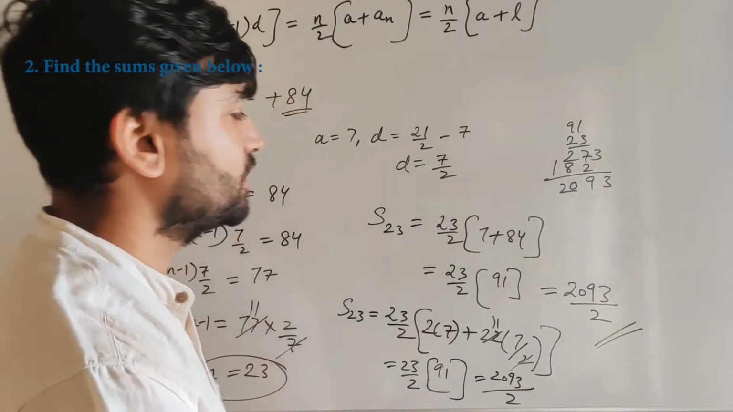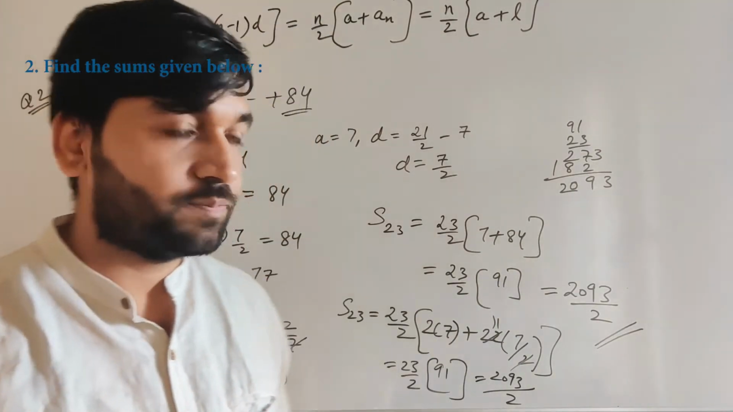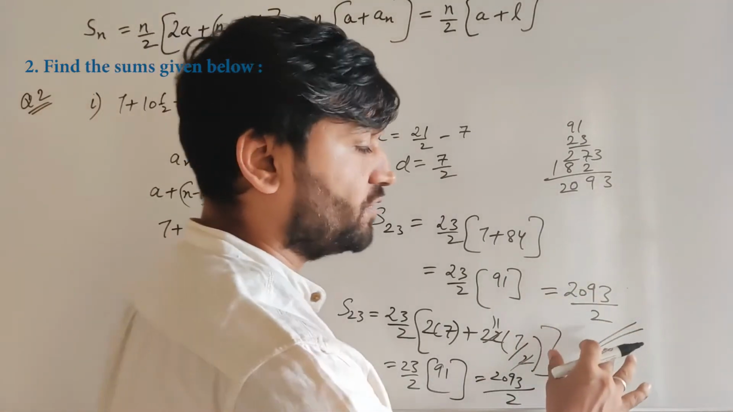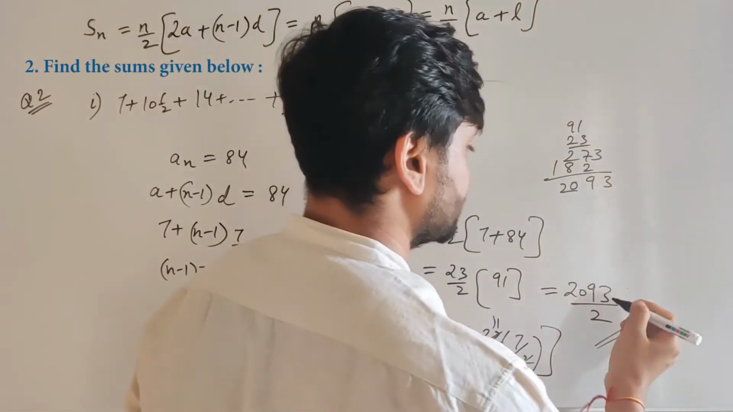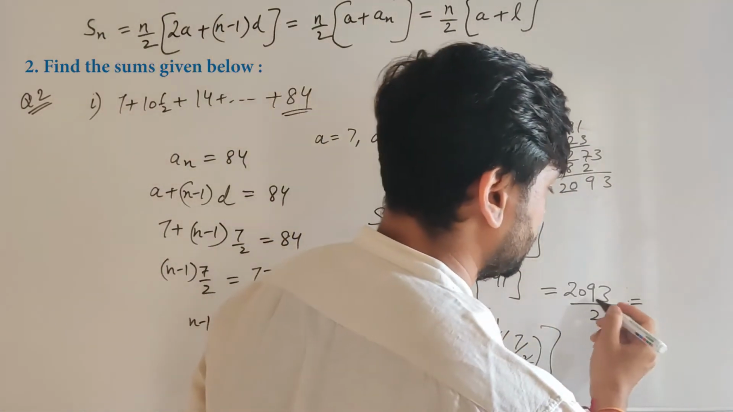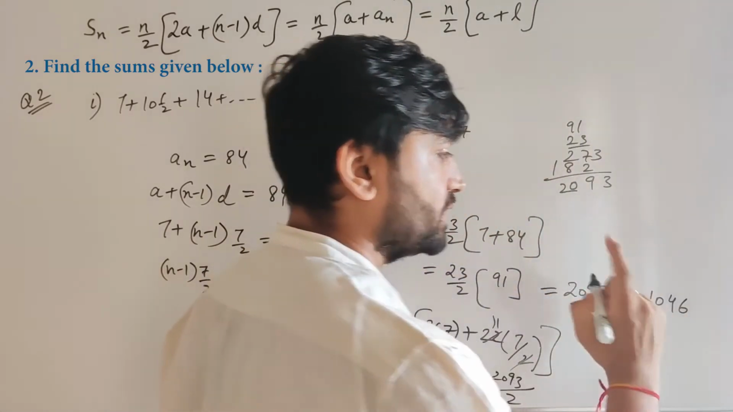So you're free to use this one or this one, whichever you're more comfortable with. Okay. Also, 2093 by 2 is your answer, but you can also write the same in mixed fraction form. So mixed fraction form, you divide, you get 1046, and 1 is the remainder.